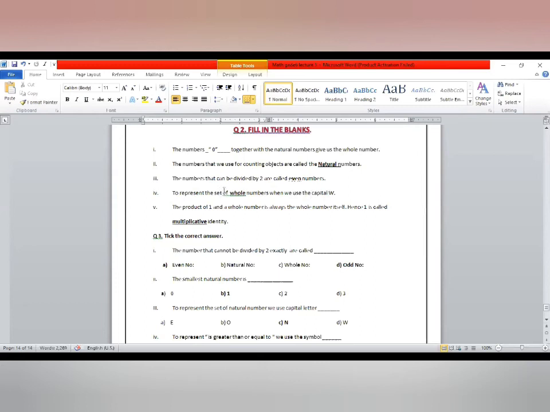So dear students, to represent the set of dash numbers, in the blank we have the whole numbers, which are represented by the capital letter W.